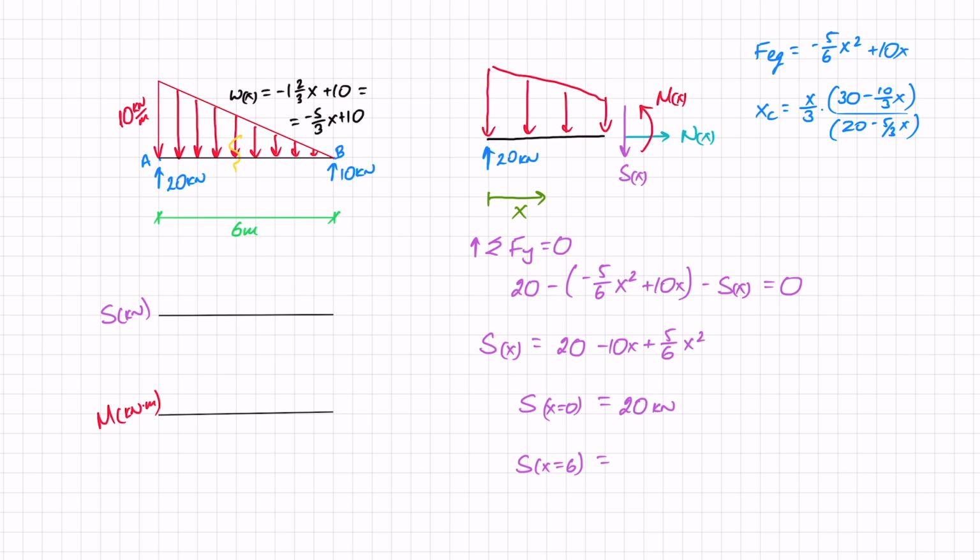What happens when x equals 6? Well, then I've got 20 minus 10 times 6, so that's 60, plus 5/6 times 6 squared, so that's 36. And that works out as minus 10 kilonewtons, which is exactly what I'm looking for on the other side. So I've got 20 here, and I've got minus 10 here.